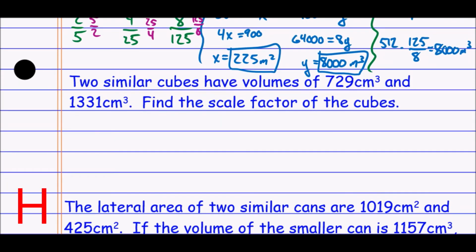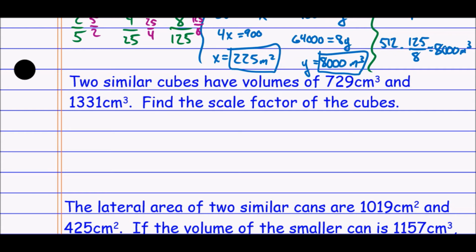If I look at this one, it says two similar cubes have volumes of 729 and 1,331. Find the scale factor of the cubes. And again, the scale factor is basically the ratio that we get when we compare the sides.